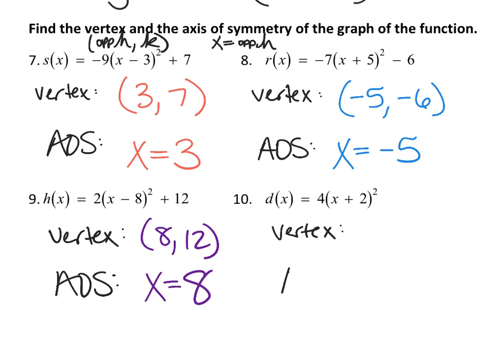Adding 4 and 2. 2, 0. Remember, we're looking for H and K. This is A. This one's H. Where's K? There is no K, so it's 0. So 2, 0. -2, 0. -2, 0 is good. -2, 0 is my vertex, which means my axis of symmetry is x equals -2.